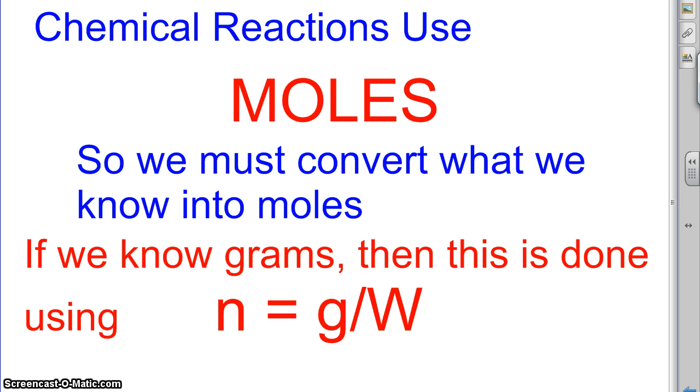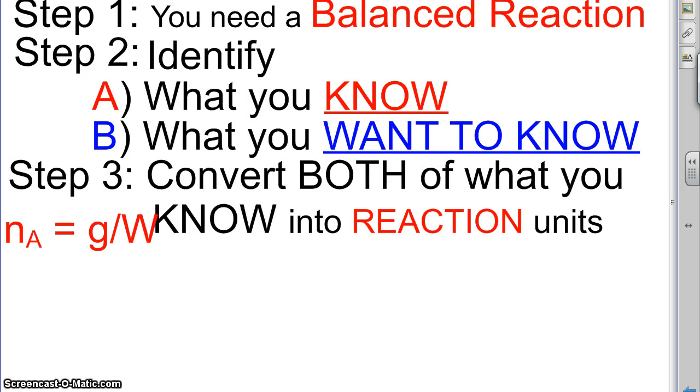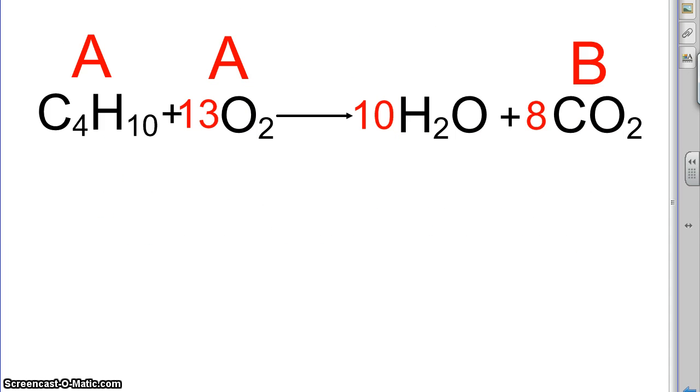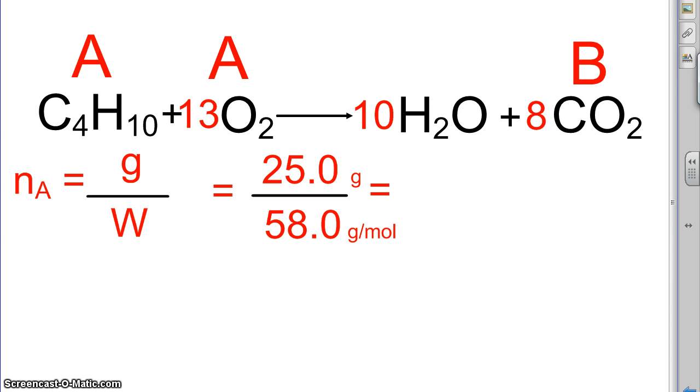So we have to convert it into moles. We use N equals G over W, but we've got to do it for both things. So let's go. Our first A is butane. We have to find the moles of butane by taking G over W. G is 25.0 divided by the molar mass of 4 carbons and 10 hydrogens, which adds up to 58.0.